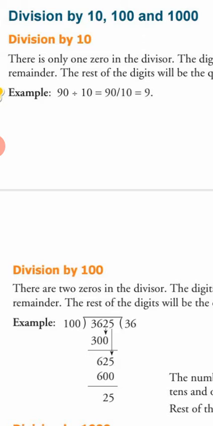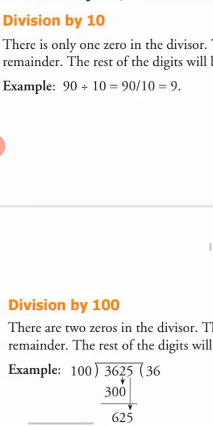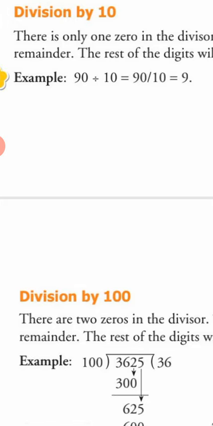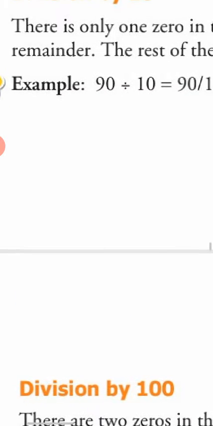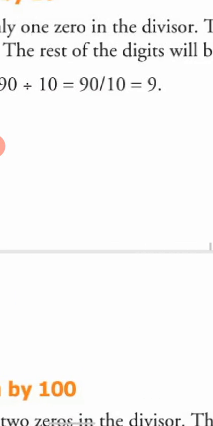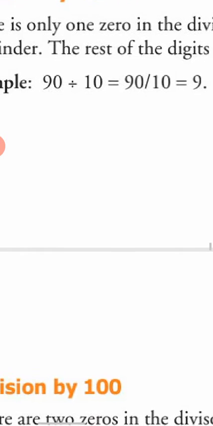Means there is a short way, like when you are dividing the number with 10, 100 and 1000, then you can directly write down the quotient and the remainder without attempting long division. So let us start with division by 10. There is only one zero in the divisor. Like if you are dividing with 10, that means there is one zero in the divisor.